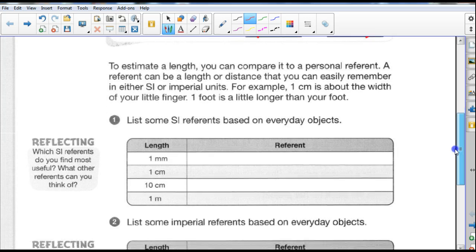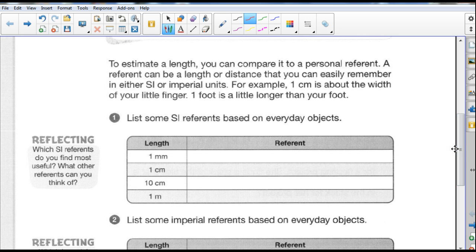Okay? To estimate a length, you can compare it to a personal referent. Okay, there's that word referent again. A referent can be a length or distance that you can easily remember in either SI or imperial units. For example, 1 centimeter is about the width of your little finger. 1 foot is a little longer than your foot. So, list some SI reference based on everyday objects.